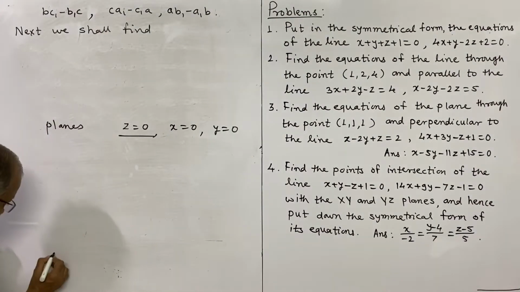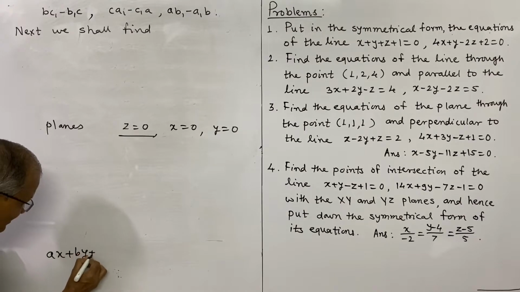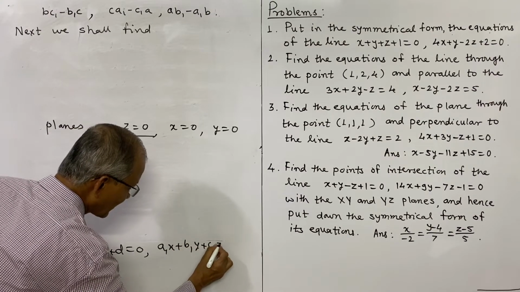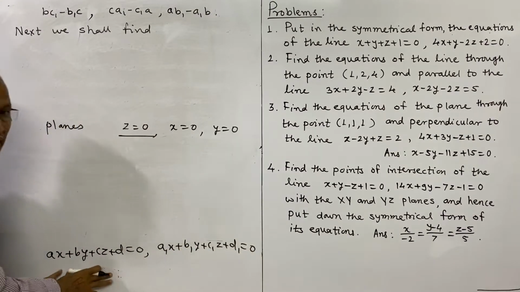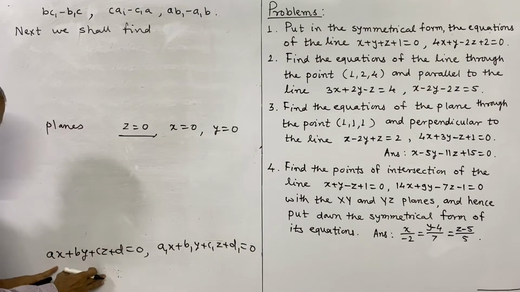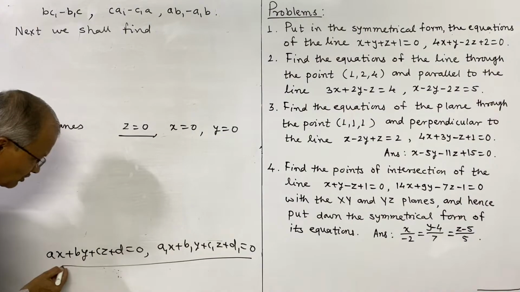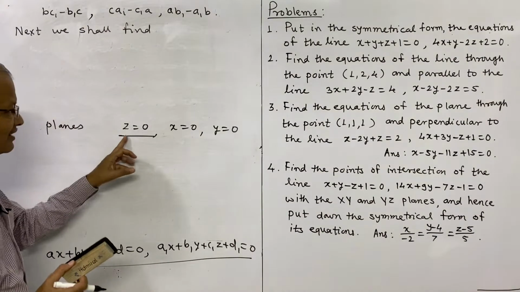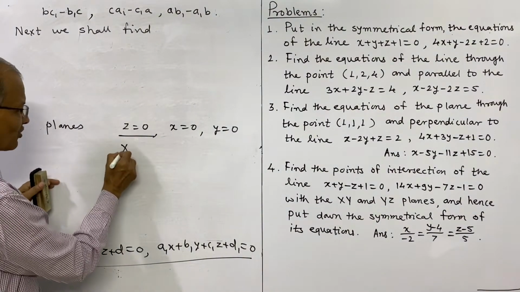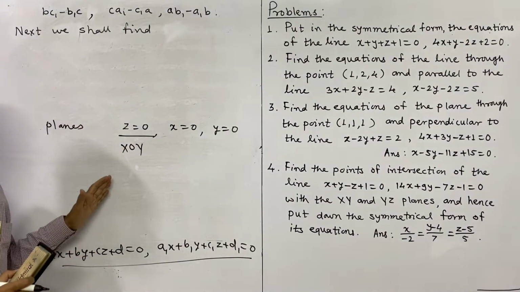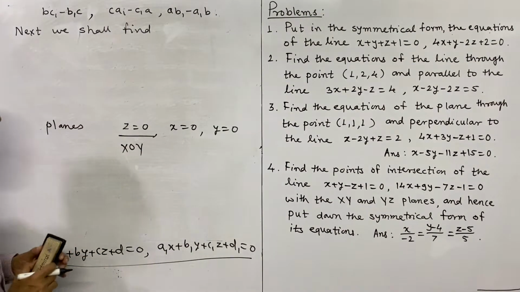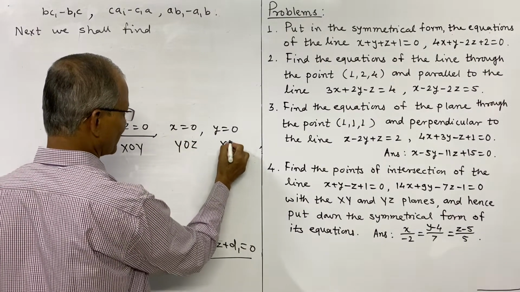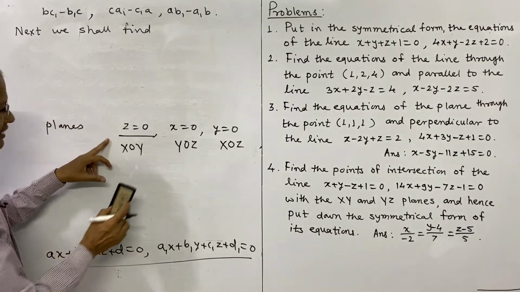So what are the given planes? The given planes are ax plus by plus cz plus d is equal to 0, and this one. So these together represent the line, and we want a point on the line, so we shall take the intersection of these two planes with either of these planes. And why are these planes considered? Because these expressions are simple. So this is actually the xy plane, or this is the yoz plane, and this is the xoz plane. Any one plane.